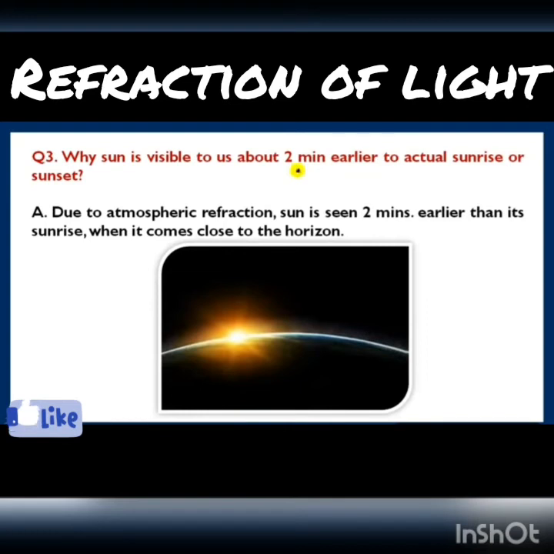Now next question, why is the sun visible to us about 2 minutes earlier than the actual sunrise or sunset? Due to atmospheric refraction, the sun is seen 2 minutes earlier than its sunrise when it comes close to the horizon. That is why you can see it about 2 minutes earlier.